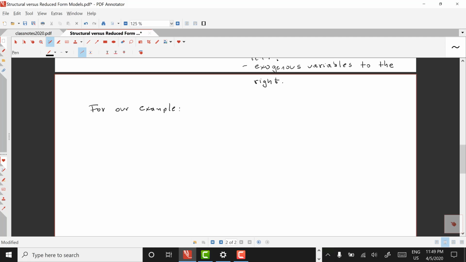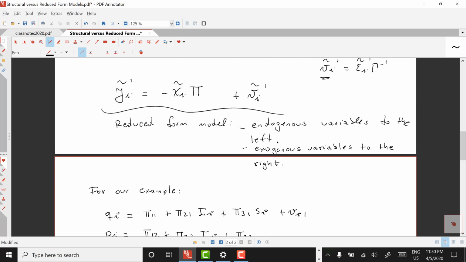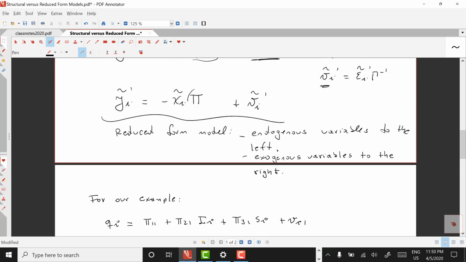if we were to write the reduced form models, we will end up with Qi equal to pi 1 1 plus pi 2 1 Ii plus pi 3 1 Si plus beta i 1, and Pi equal to... I plus... So this is that matrix here. Oh, remember, this matrix here of coefficients.